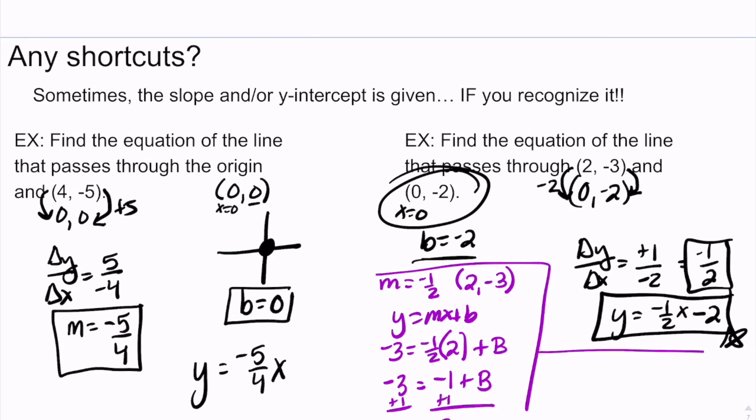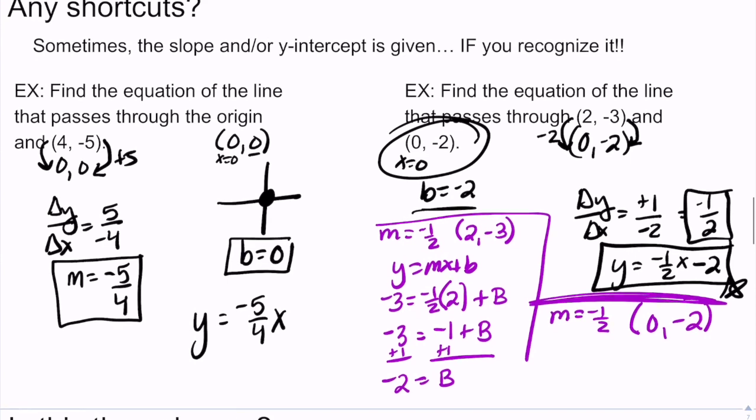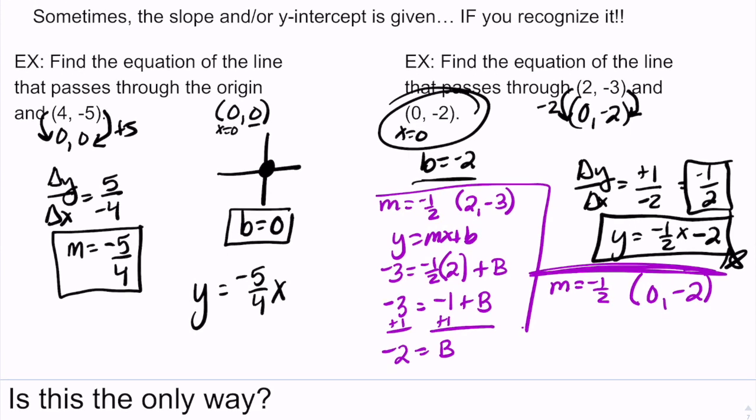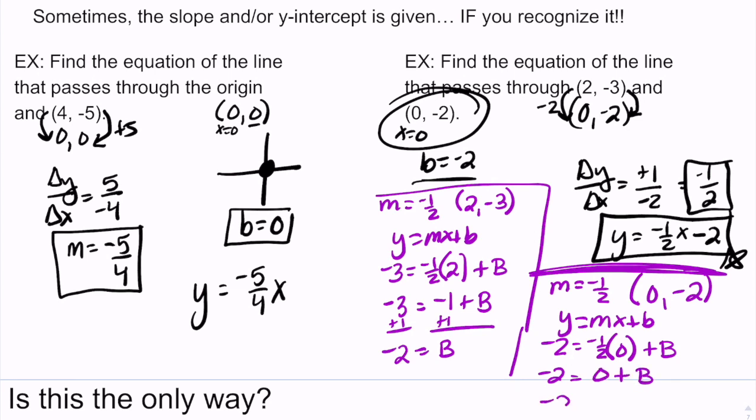Okay, well, what if you chose the other point? Again, we've already found the slope. Step 1, slope is negative 1/2. What if instead you'd chosen (0, negative 2), but you'd forgot that that was the y-intercept? Well, that's okay, because when you go to plug it in, y equals mx plus b. y is negative 2. m is negative 1/2. x is 0 plus b. Negative 2 equals negative 1/2 times 0 is 0. So we get 0 plus b, but 0 plus anything is just that value. So we would get b equals negative 2. So no matter what, we're getting that our y-intercept is negative 2. Okay?